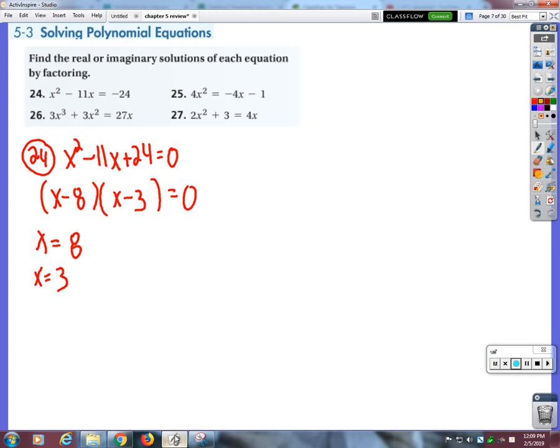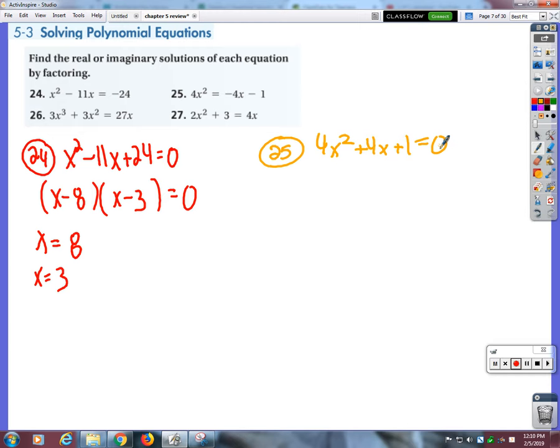Okay, Colby, how do I start out number 25? Sorry, Danica. I don't know why it got so hot in here all of a sudden. What did Abby do, Colby, to start number 24? Don't know. Okay, yeah, you got to set it equal to 0. So I'm going to add 4x to both sides, and I'm going to add 1 to both sides. Okay.